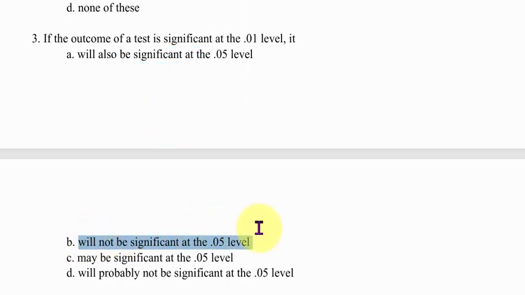B is true. This "may be significant" option, I don't know what that's about, but we're not going to pick that one. And this probability option probably will be significant. That's the same thing. So the only right answer there is B.